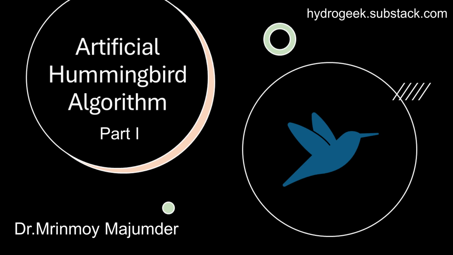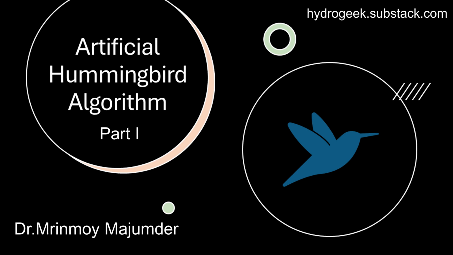Issue of hydroponic. Today I will try to introduce the concepts of the artificial hummingbird algorithm and how you can solve optimization problems with the help of this algorithm, which is referred to as the AHA algorithm in short. So what happens is this algorithm actually mimics the food foraging behavior of hummingbirds.